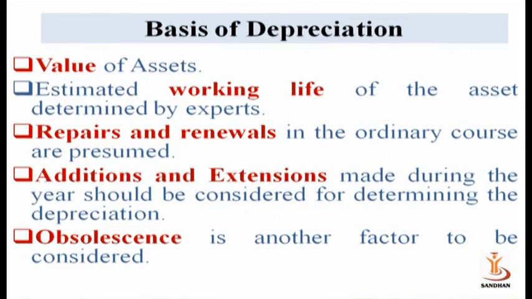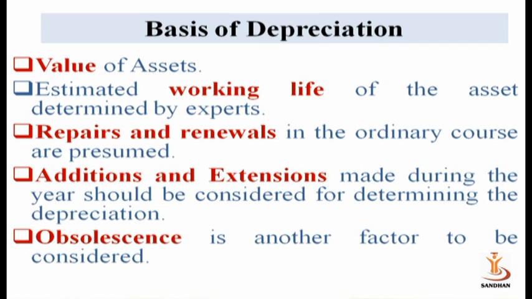The next is repairs and renewals. What amount of repairs and renewals is going to occur in the value of the asset? This is also one of the criteria through which we calculate depreciation, or one of the emphases in calculating depreciation. The next is additions and extensions made during the year, which should be considered.